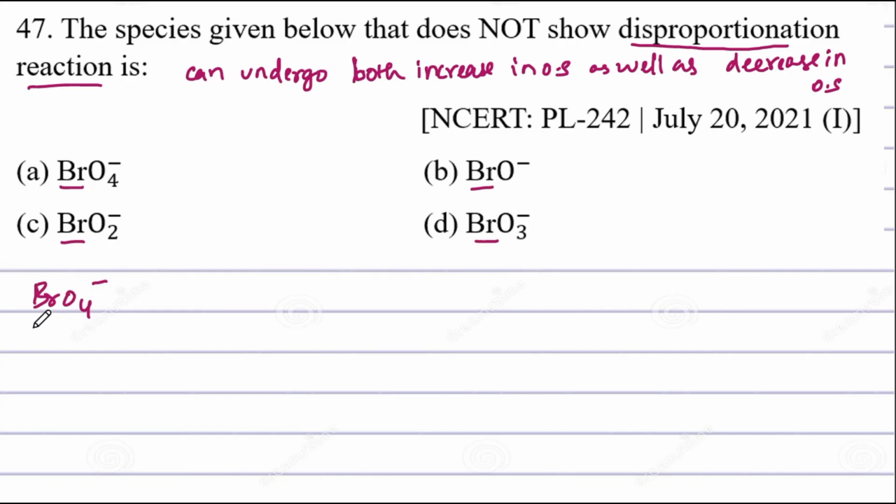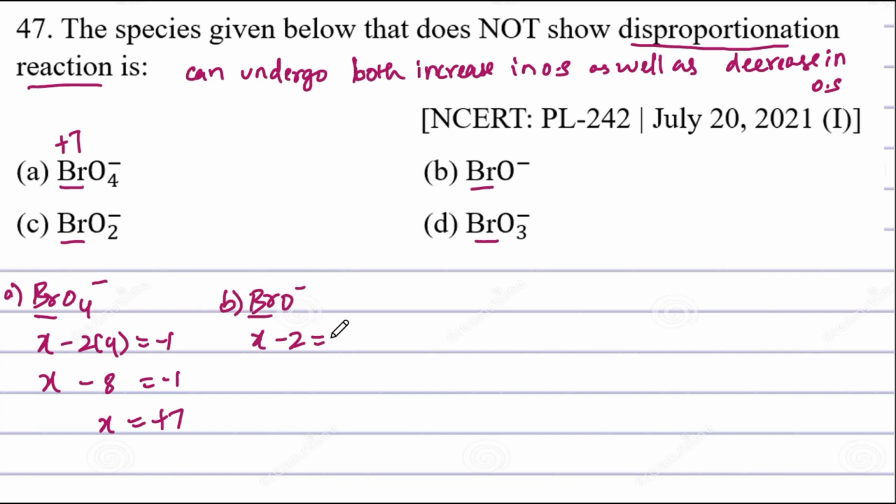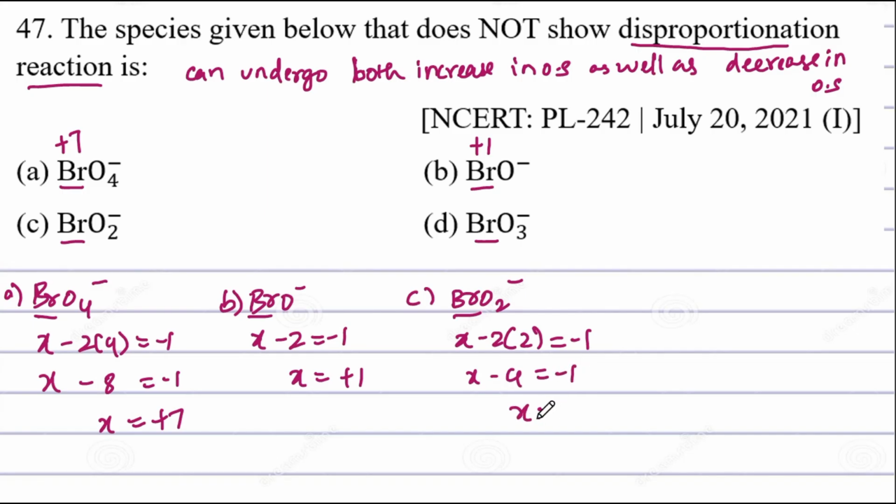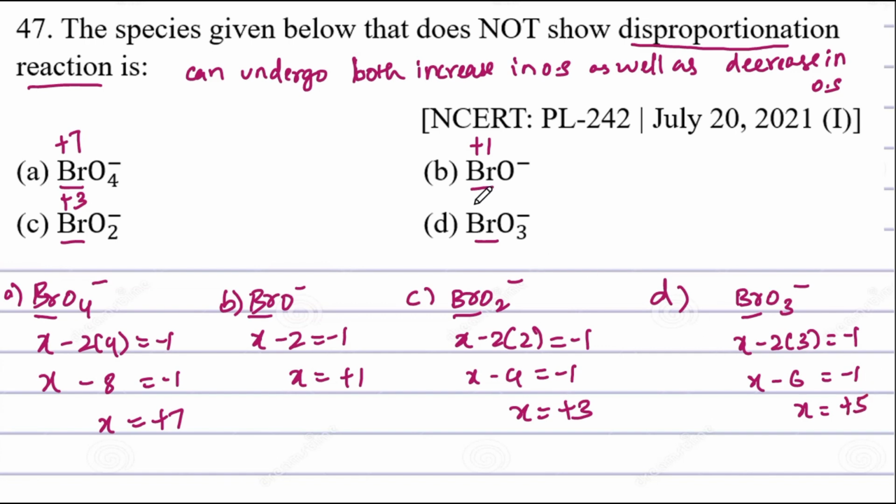So in BrO4-, x minus 2 into 4 equal to minus 1, x minus 8 equal to minus 1, and the value of x is plus 7. So the next option, BrO-, x minus 2 equal to minus 1, x is equal to plus 1. BrO2-, x minus 2 into 2 equal to minus 1, x minus 4 equal to minus 1, and the value of x is plus 3. Then BrO3-, x minus 2 into 3 equal to minus 1, x minus 6 equal to minus 1, and the value of x is plus 5.